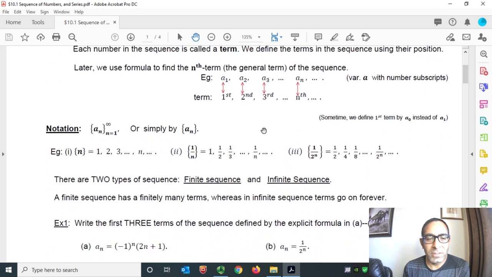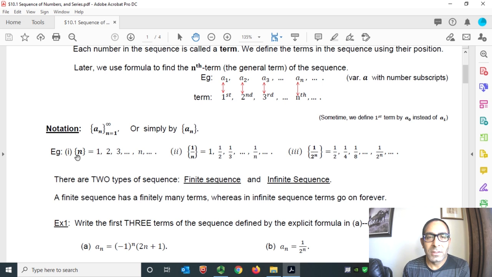Notation of sequence. We denote the sequence by little an enclosed in curly brackets, and here the suffix n goes from 1 to infinity, if this is an infinite sequence. If it's a finite sequence, then n goes from 1 to the finite number, or simply by little an enclosed by curly brackets.